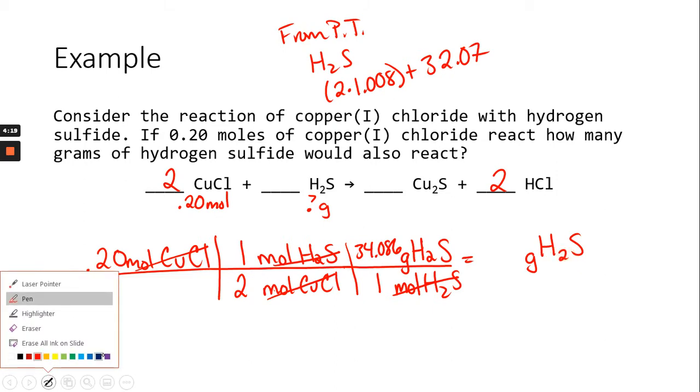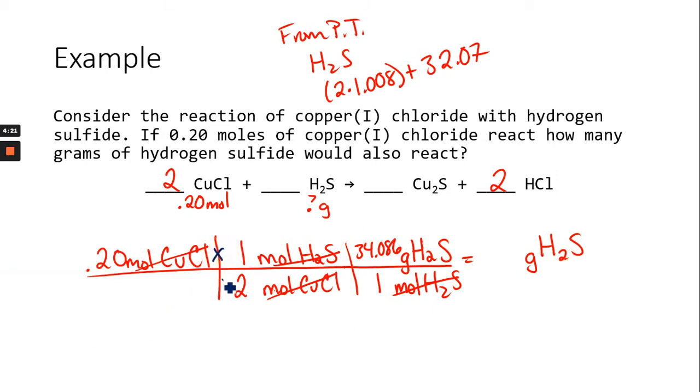So now we can take our handy dandy calculators and we can multiply, divide, multiply, divide. So 0.2 times 1 divided by 2 times 34.086 divided by 1. And then we want the answer to have the same number of significant figures as the given value. So 0.20 has 2 significant figures, so the answer is going to have 2 significant figures, and it would be 3.4.